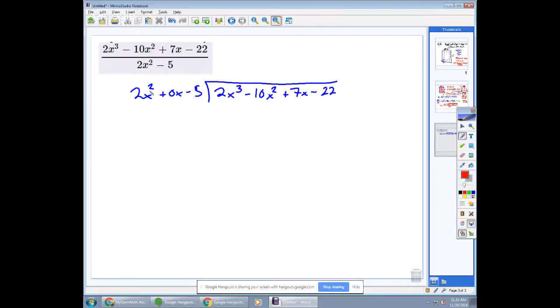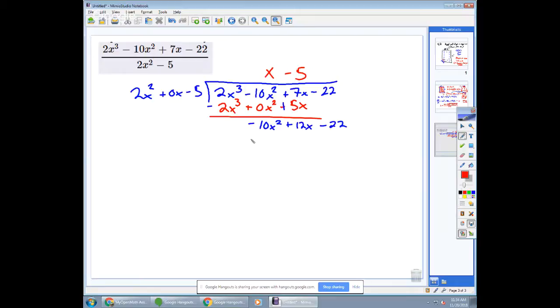All right, so then I ask myself, what would I multiply by 2x squared to get 2x cubed? x. And then do that multiplication. So that gives me 2x cubed plus 0x squared minus 5x. And then subtract by adding the opposite. So go through and change the signs. That's going to give me a minus 10x squared plus 12x. Oh, and bring down the minus 22. Then what would we multiply by 2x squared to get negative 10x squared? We would multiply by negative 5.